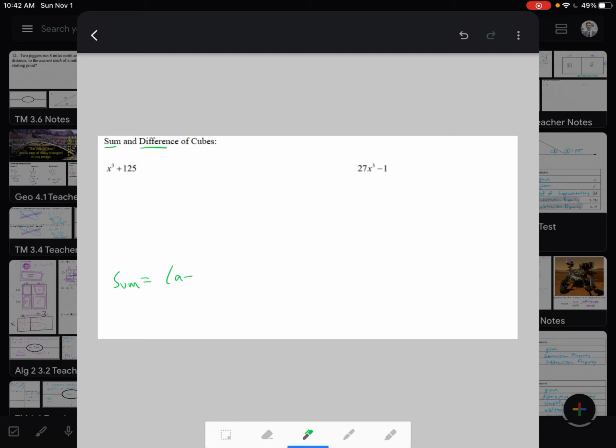So the sum of cubes, we break that down into a plus b times a squared minus ab plus b squared. And for the difference of cubes, and again, these are good formulas to reference, so definitely make sure you have these in our notes. Just change a couple of signs here: a minus b, a squared plus ab plus b squared.